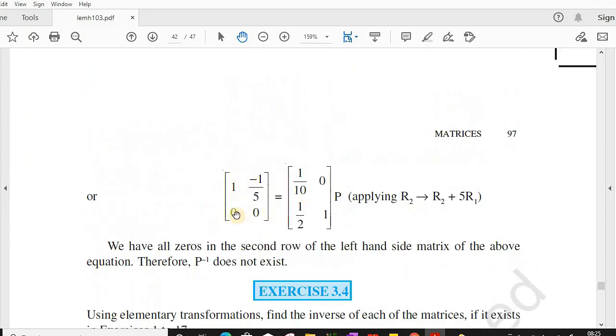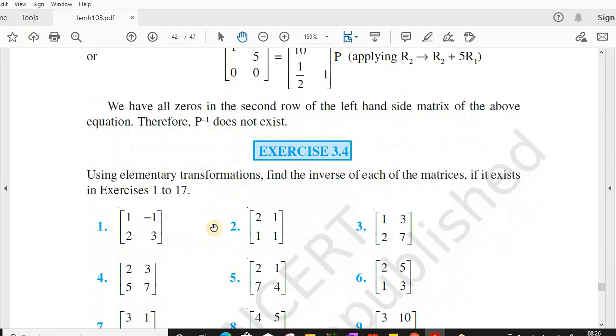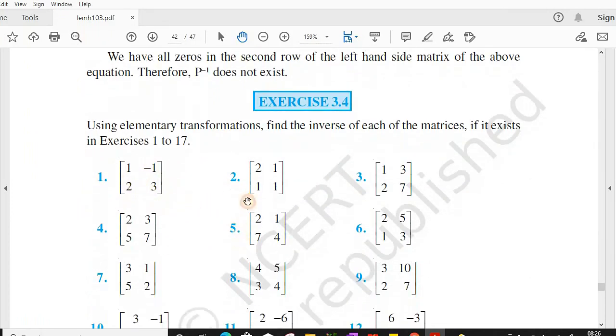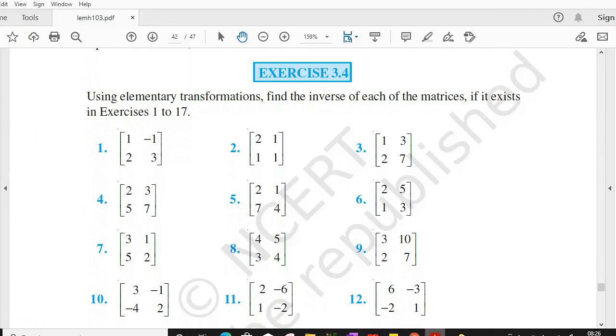At the elementary level, if a row below becomes 0, then in this case we have all zeros in the second row of the left-hand side matrix. Therefore, the inverse does not exist. If you get a zero row, the inverse does not exist. That is the thing. So let's do question number 1, and I will discuss all the technicalities here.